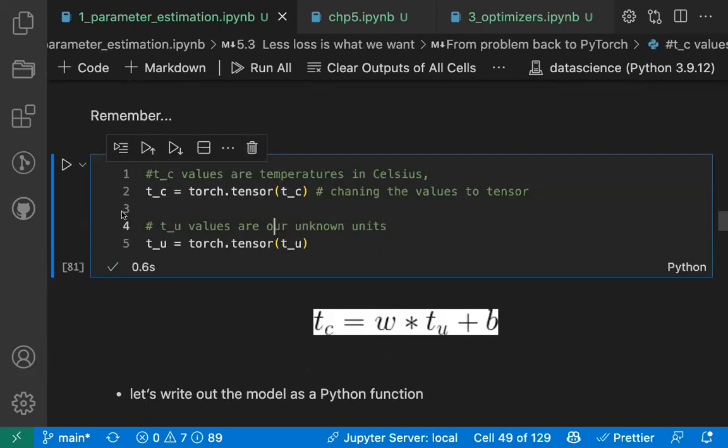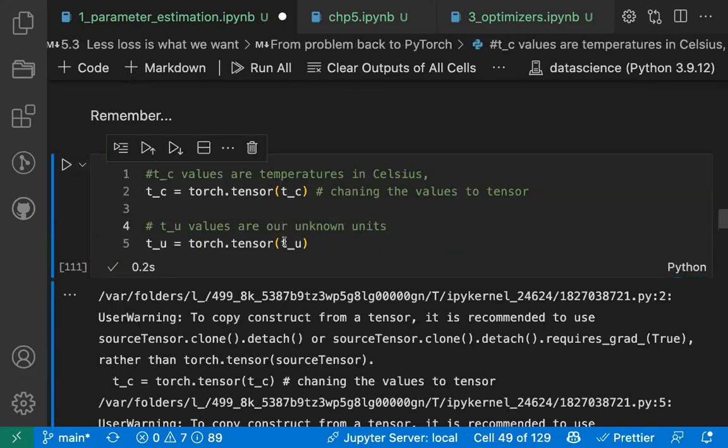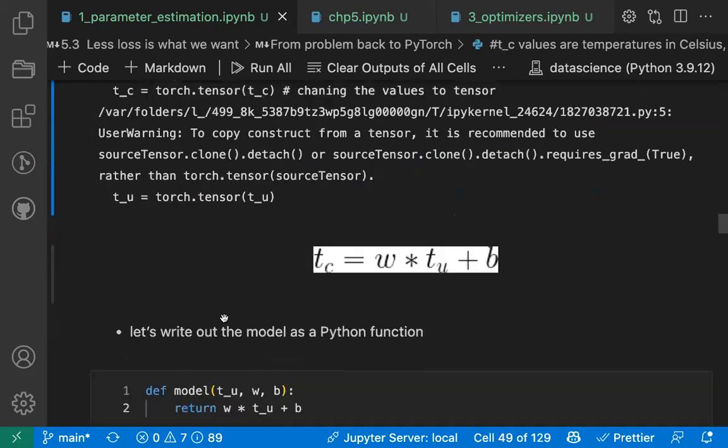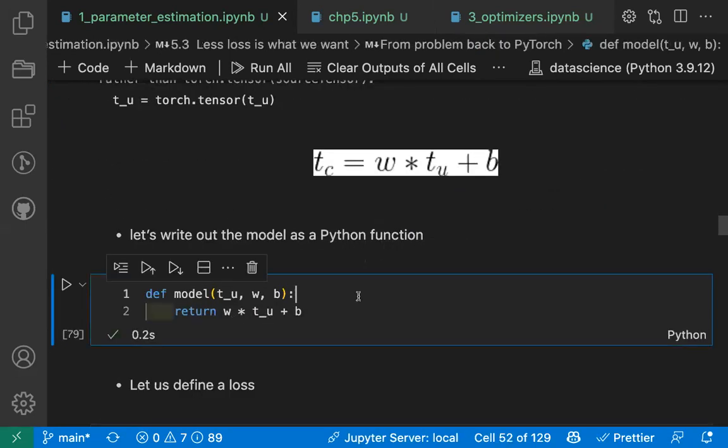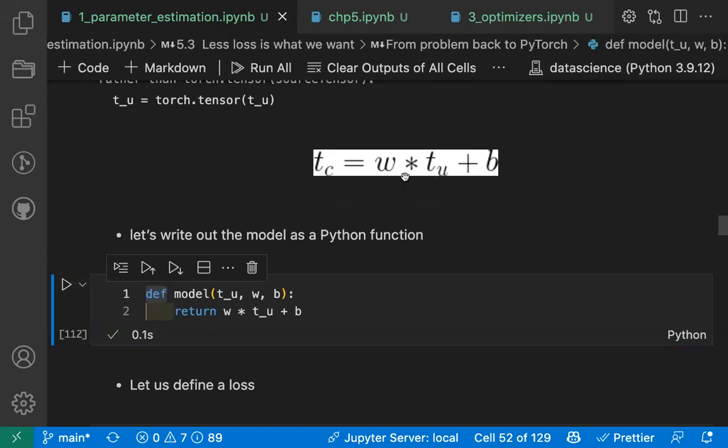Now, let's remember we create our points, the tensors here, right? We create these guys. And so let's write the model. So the model is this. Given this guy, TU, which is the input, the data, and given the weight and given the bias, we create a function that returns this times this plus b. So this is our model, right? We implement it in Python here.